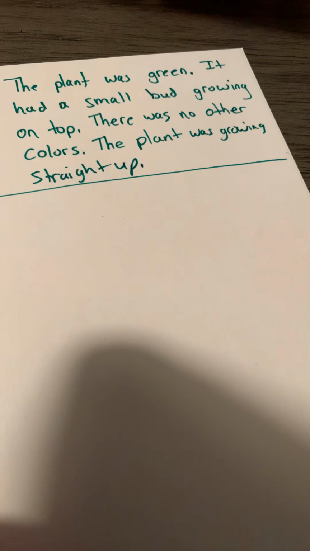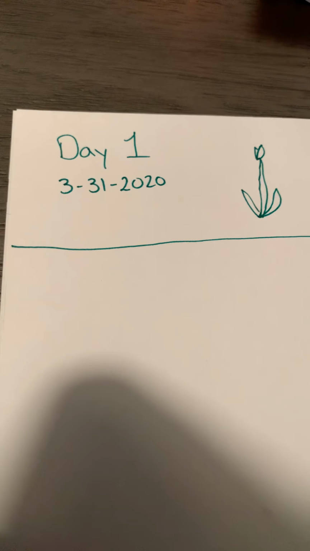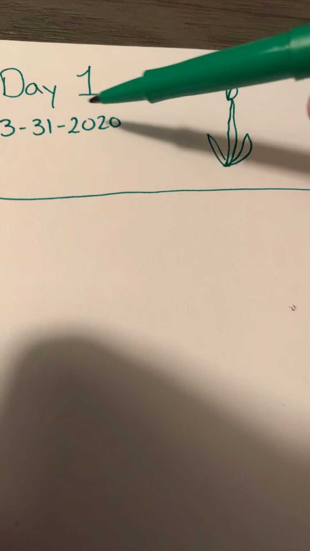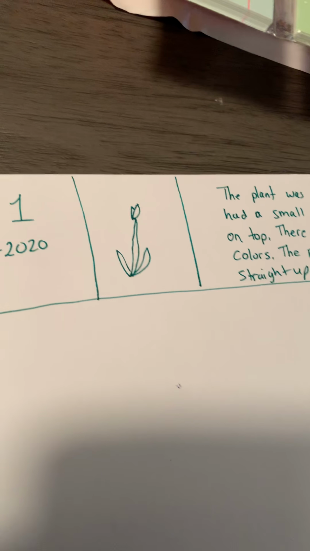Okay, and then make sure under day 1 you write the date, and today is the 31st of March 2020. Just like we would do in science, guys, this is our observation. Day 1, 3/31/2020. Here's a picture of your plant, and here's your description. If you want to make it into 3 boxes, you can. Up to you. It doesn't matter. It's your journal. Just make sure that you're able to share and show that with me.